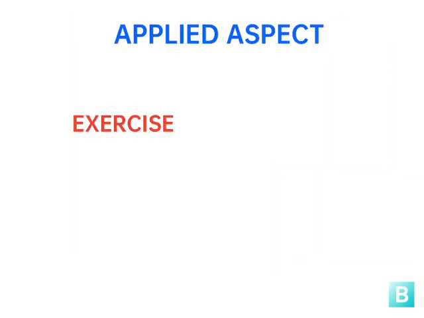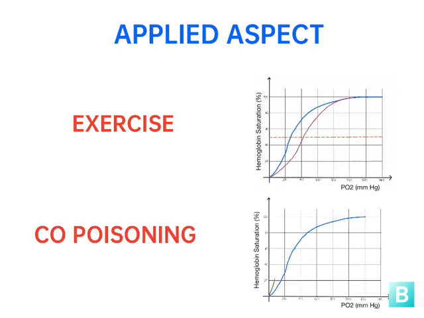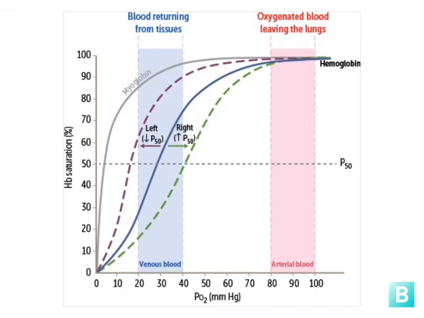We also saw how exercise causes the curve to shift to the right, and also how the curve of carbon monoxide will look. And there you have it. Everything you need to know about the oxygen hemoglobin dissociation curve.